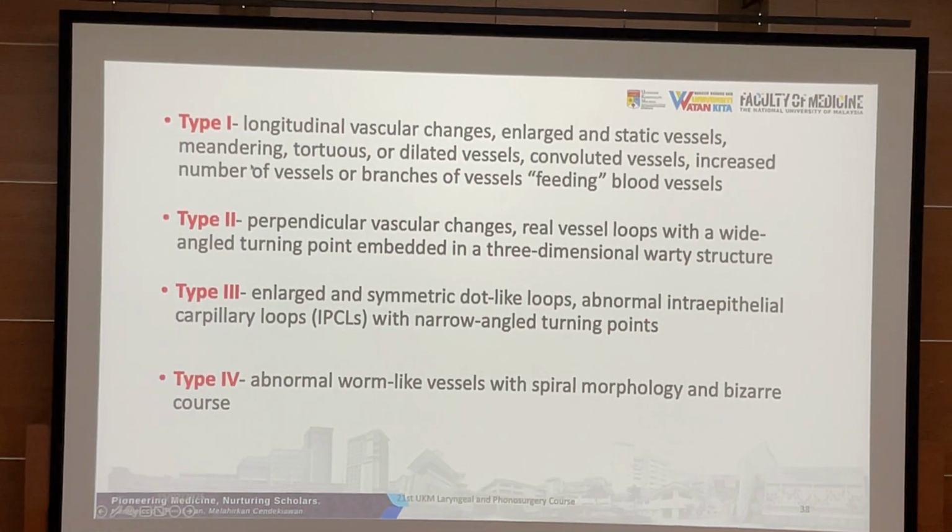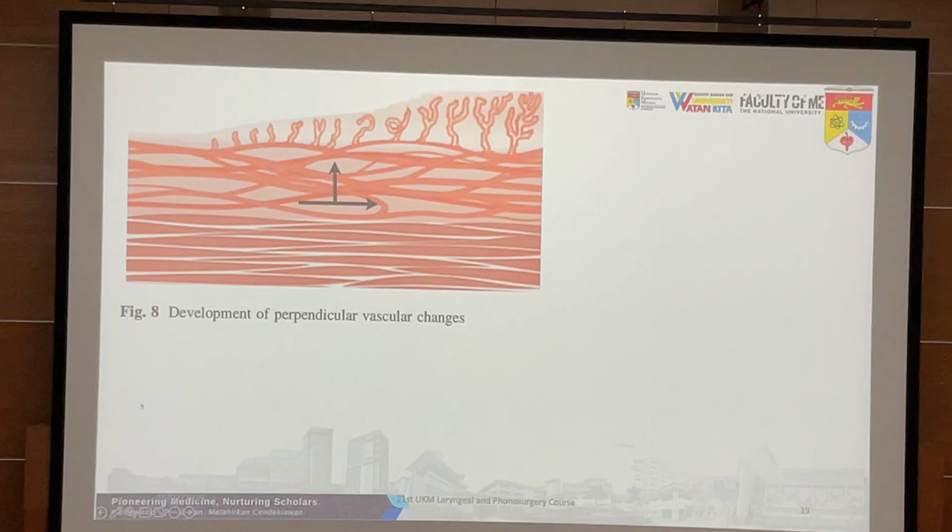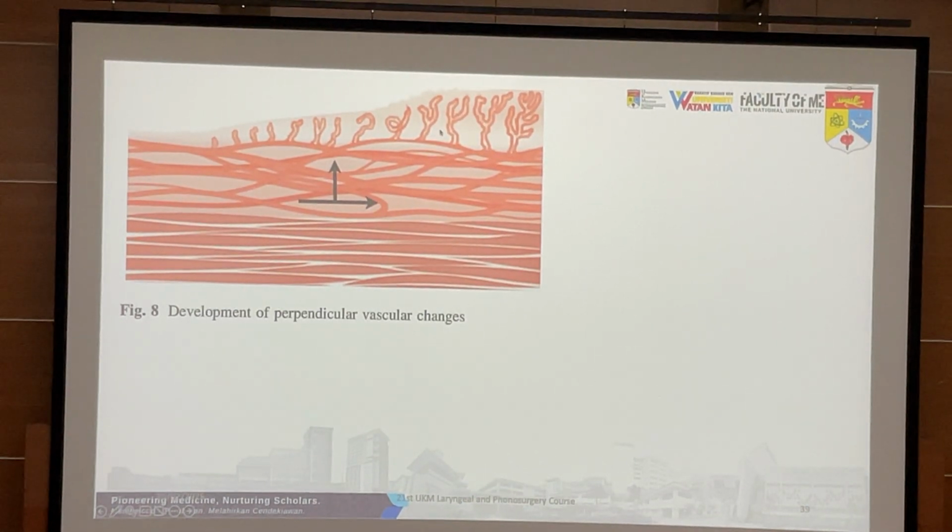So type 1 is longitudinal, type 2 is perpendicular. I will explain what is perpendicular. Types 3 and 4 are perpendicular, 4 is worm-like. When we talk about perpendicular, there must be a lesion. Some of my registrars say, oh, there is a perpendicular lesion, but there's nothing on the vocal fold. There's no lesion. You see perpendicular vessels when there is a mass.